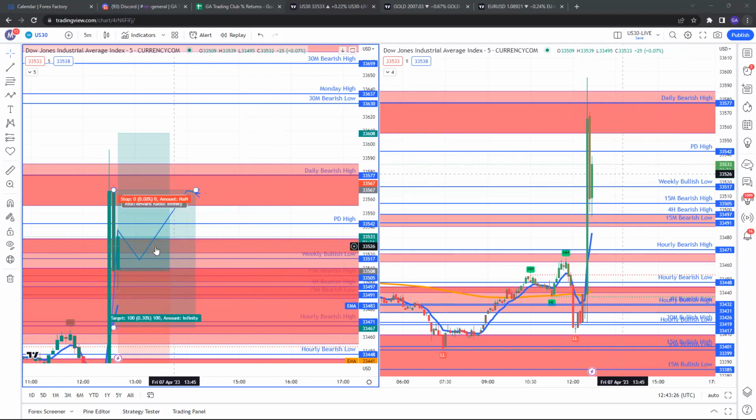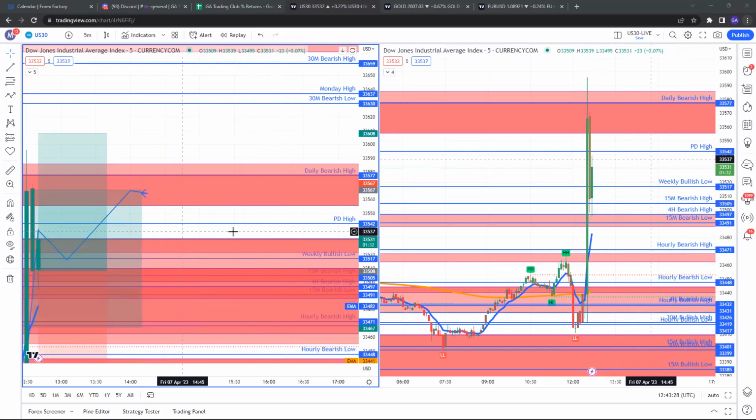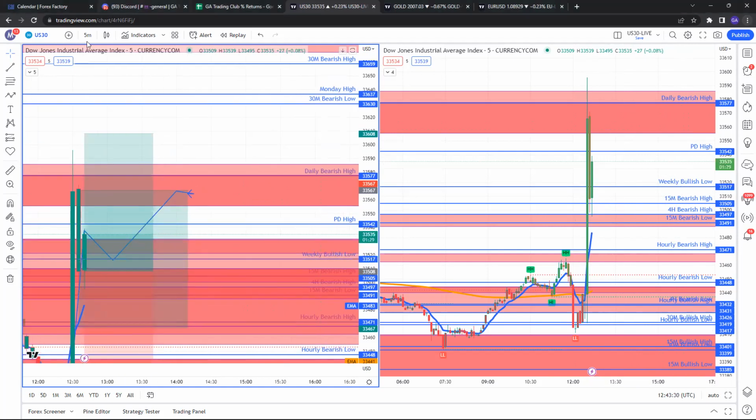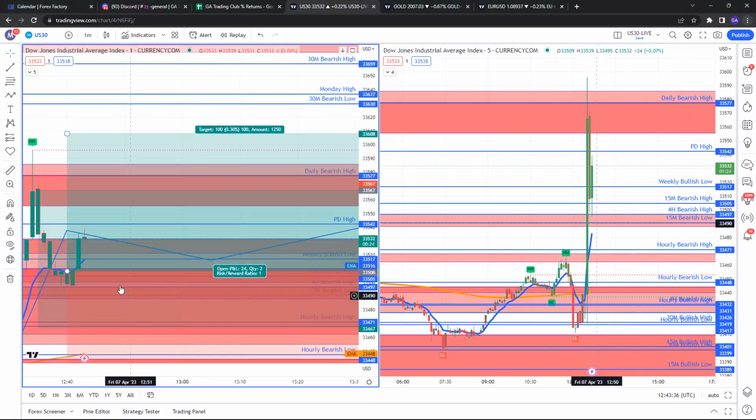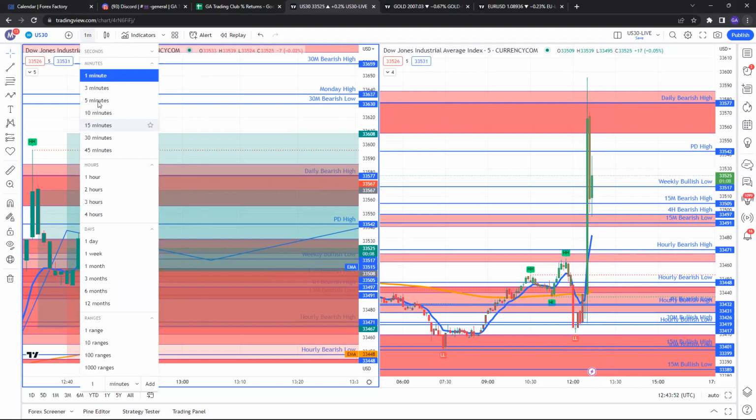So if we do get a closure above this weekly bullish high, let me go to the 1 minute and see. We probably had a 1 minute candle that. So this 1 minute candle closed above. So if this one retraces around the weekly bullish low and closes above, we should get a spike to the upside. The only thing keeping US 30 down is this daily bearish high, but I do expect them to break past that.